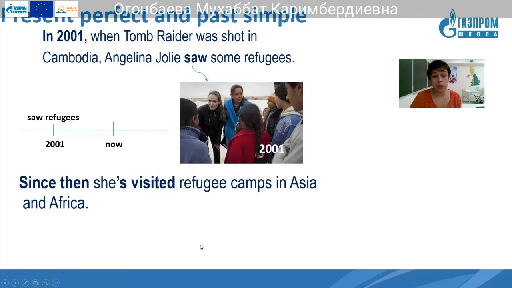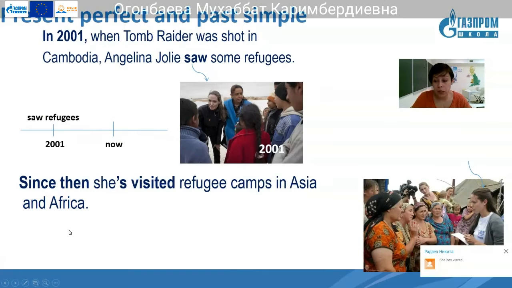So what comes to present perfect? Since then, she has visited refugees camp in Asia and Africa. So this sentence is given in what tense? In what tense, Nikita? Since the first one, yes, it's past simple. But what about the second one? Since then, she has visited. She's visited. It's she has visited refugees camp in Asia and Africa. Perfect. It's present perfect.